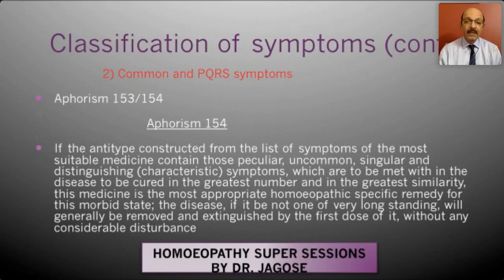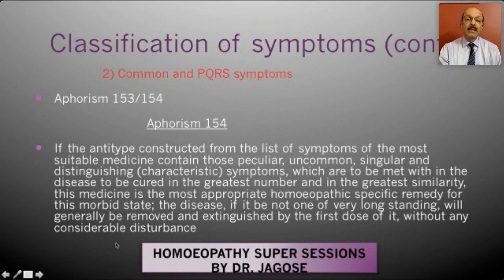So basically, Dr. Hahnemann is saying in aphorism 154 that you have to take into consideration, in short, the characteristic symptoms, the peculiar, singular, uncommon symptoms, so that you can identify the specific homeopathic remedy for the specific morbid state, that is the disease. If it is one of very long standing, it will generally be removed and extinguished with the first dose of it without any considerable disturbance.